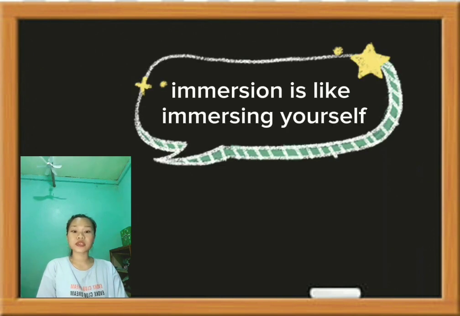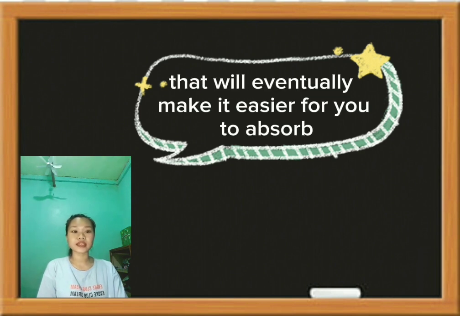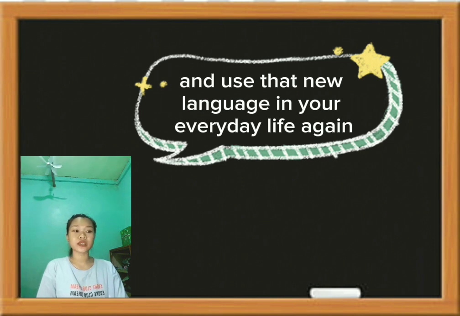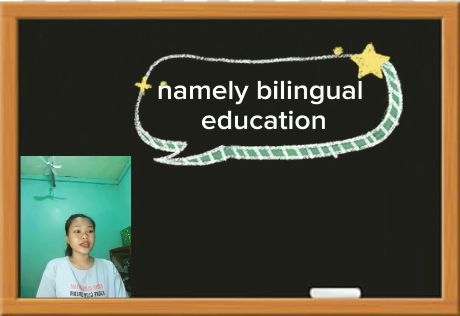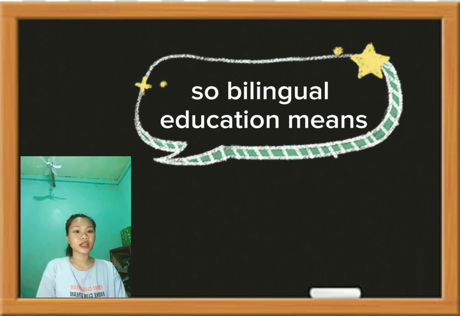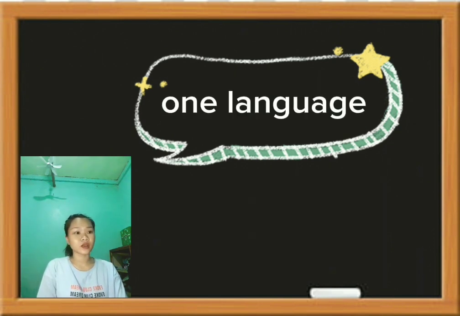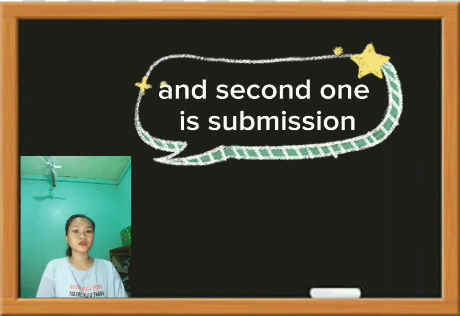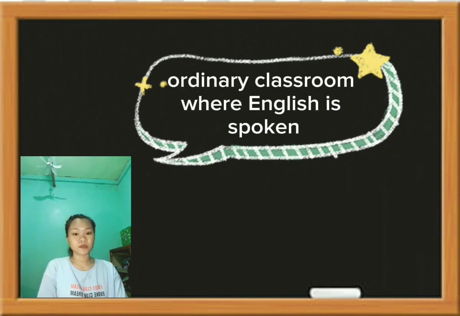Immersion is like immersing yourself in that new language that will eventually make it easier for you to absorb and use that new language in your everyday life. Again, we have five types of bilingual education, namely bilingual education. So, bilingual education means students are given information in more than one language. And the second one is submersion, which means minority students are placed in an ordinary classroom where English is spoken.